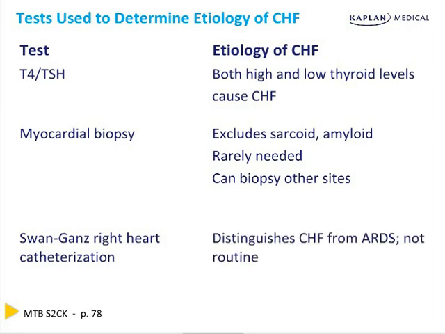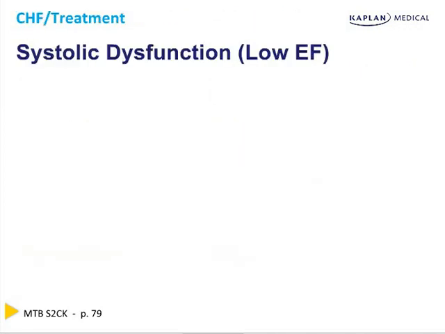The Swan-Ganz catheter is not routinely done. It is not routinely done in anyone anymore. But if we have a person who's got congestive failure, but they also have ARDS, and maybe they have pneumonia, and we just can't read that x-ray, we can use a Swan-Ganz because we know that a normal wedge pressure means it's not congestive failure. That's where the right heart catheter can be very useful, because a normal wedge pressure effectively excludes congestive heart failure as the cause of the shortness of breath.